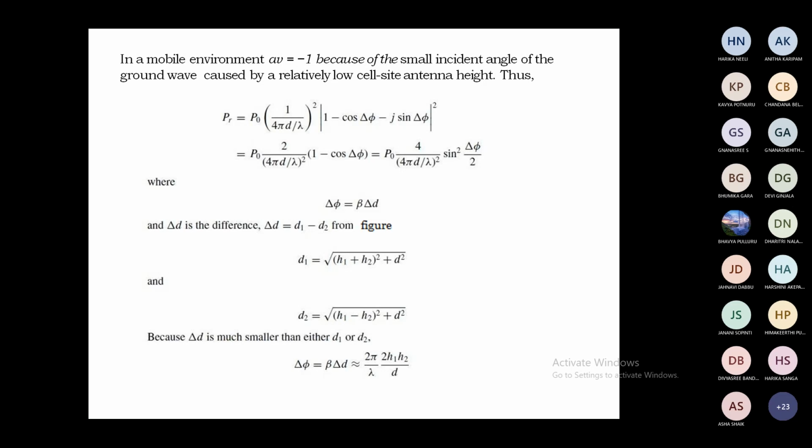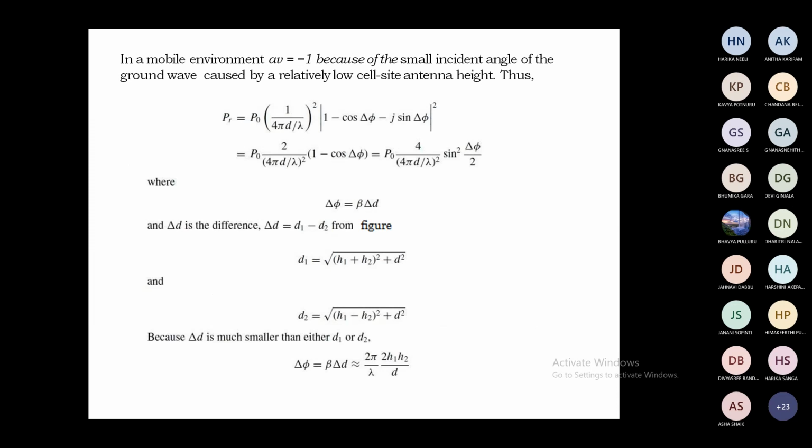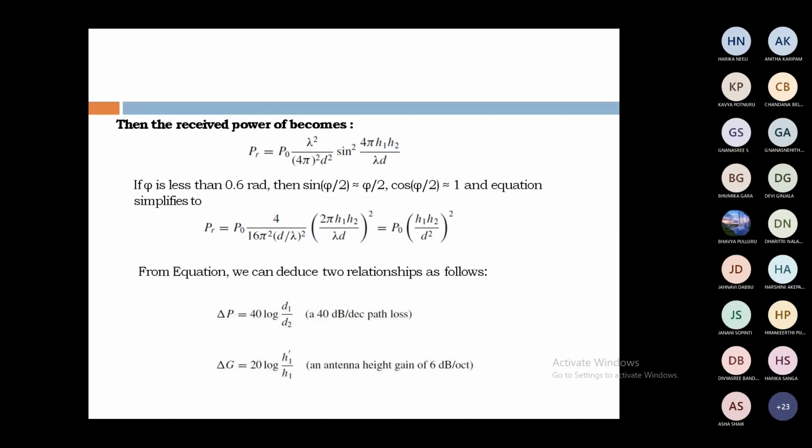Here from this figure we have to calculate the d1 and d2 values. Nothing but d1 is equal to root of (h1 plus h2) whole square plus d square, d2 is equal to root of (h1 minus h2) whole square plus d square. Just after simplifying, d1 minus d2 is equal to 2 h1 h2 by d. Finally, delta phi, which is equal to beta delta d, is equal to 2 pi by lambda times 2 h1 h2 by d. Right. Then substitute in the received power.